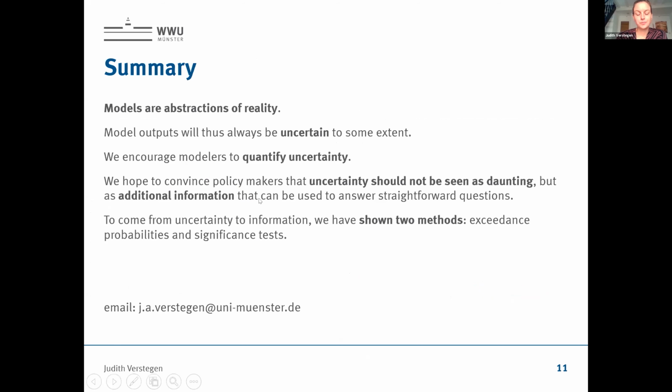To summarize, I've told you, you probably already knew, that models are always abstractions of reality. Because of that, model outputs will always be uncertain to some extent. Therefore, we encourage modelers to quantify uncertainty in their models. And we hope to convince policymakers that uncertainty shouldn't be seen as daunting, but instead can be seen as additional information that can be used to answer straightforward questions. To come from uncertainty to this additional information, we have shown here two methods, exceedance probabilities and significance test, but there can of course be other methods.